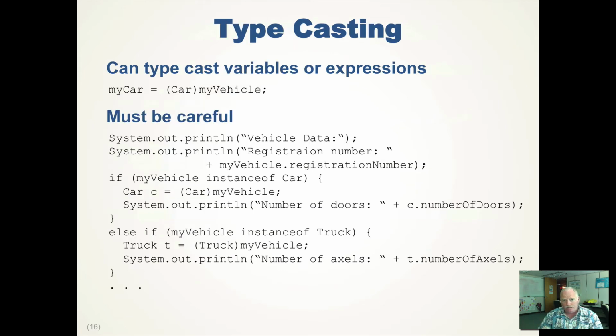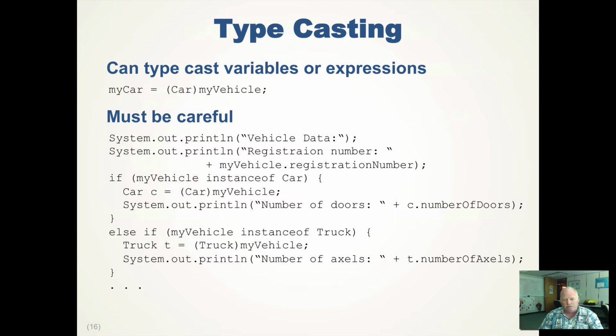Now you can cast. Typecasting, we talked about typecasting with the primitives, with casting doubles to ints. We can do the same thing with objects, but you must be very careful. If we take this example, we have a Vehicle called myVehicle, we can print out myVehicle's registration number, because registration number is associated with the Vehicle superclass, and then we can write the if statement.